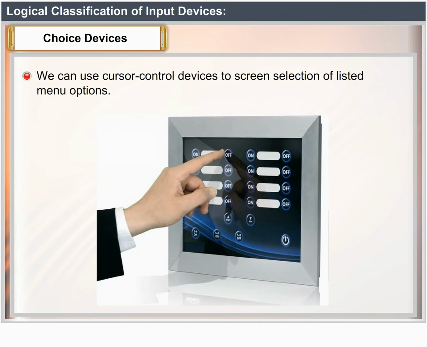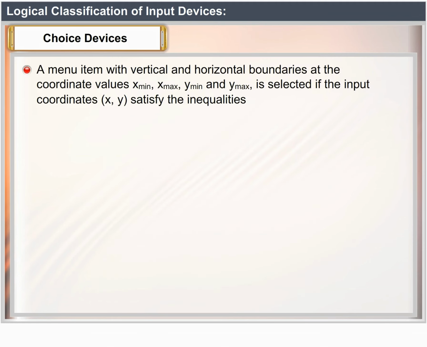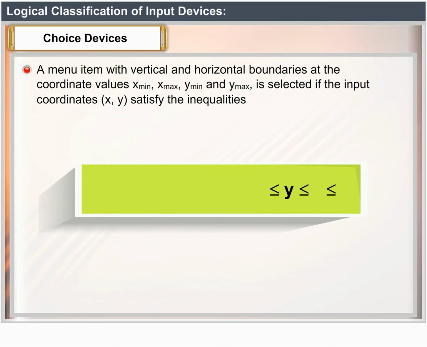For screen selection of listed menu options, we can use cursor control devices. When a coordinate position x, y is selected, it is compared to the coordinate extents of each listed menu item. A menu item with vertical and horizontal boundaries at the coordinate values xmin, xmax, ymin, and ymax is selected if the input coordinates x, y satisfy the inequalities: x lies between xmin and xmax, y lies between ymin and ymax.